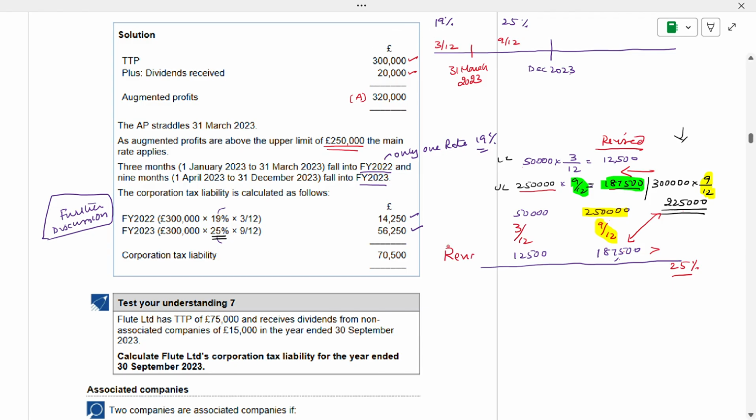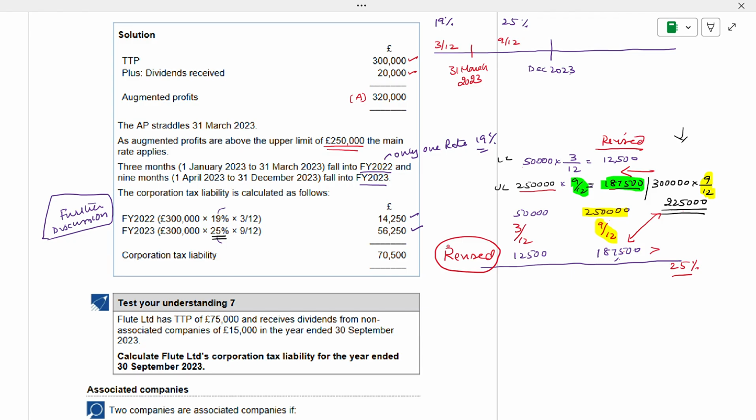Sir, I understand that. But the thing is, in the solution they have given, the augmented profit is above the upper limit of 250,000, or else the upper limit has to be 187,500. Then it would make sense of 225. This we are doing on our own. Yes, sir.